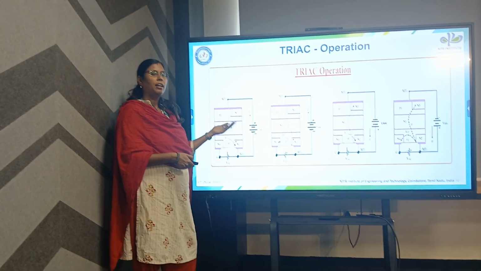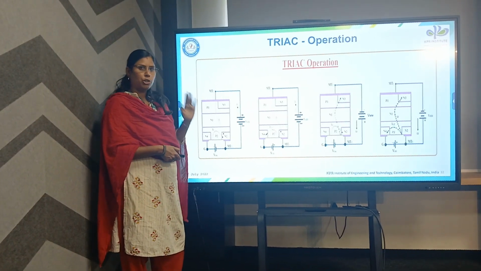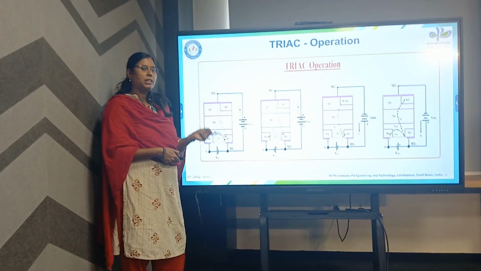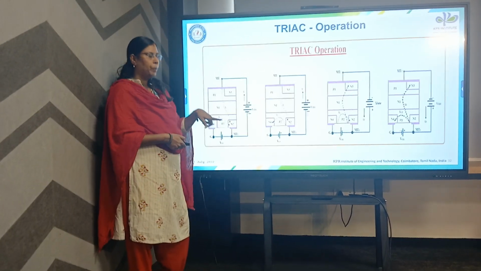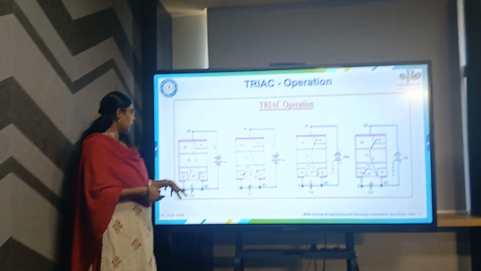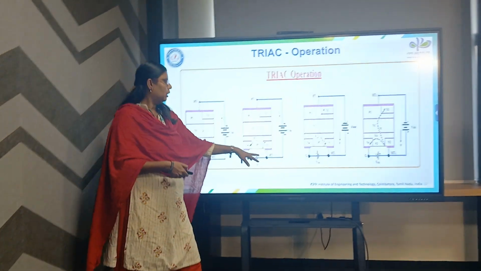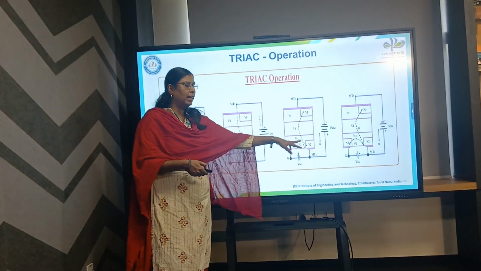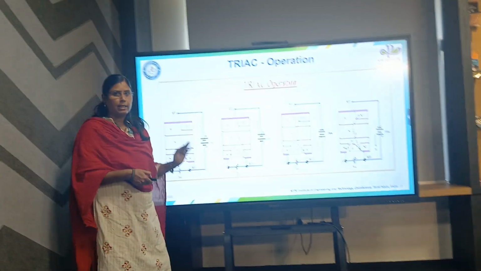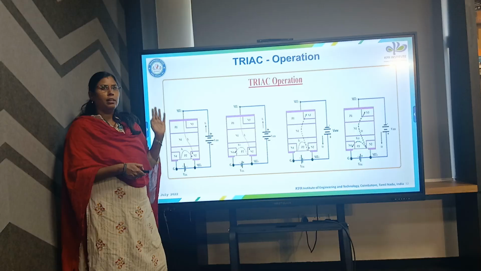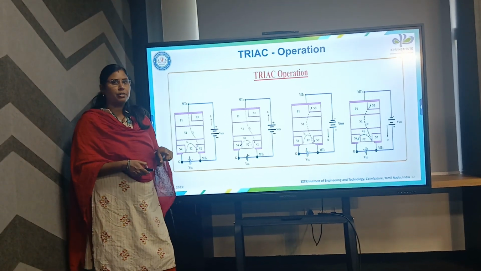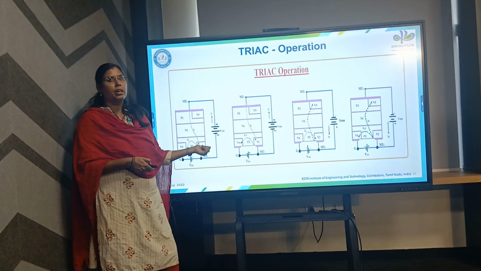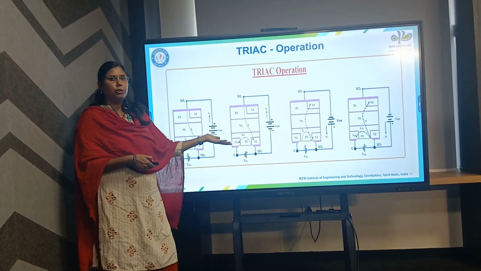In SCR, we give the gate signal as positive only. But in the case of TRIAC, we give the positive gate pulse as well as the negative gate pulse. In conduction mode, we give the positive gate pulse in both conditions. In blocking mode, we give the negative gate pulse. So SCR is considered a unidirectional device, but TRIAC is a bidirectional device due to this advantage only.